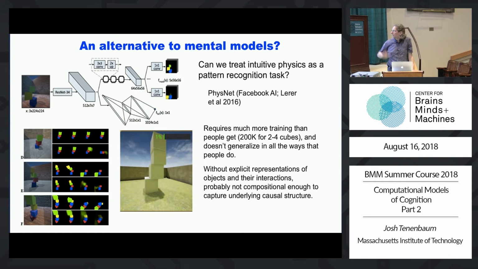It was built by a very good team of deep learning researchers at Facebook AI. And it works very well, but this is a great example of how a deep learning system can be trained to solve a particular version of a problem, but not necessarily to capture the underlying structure needed to generalize.